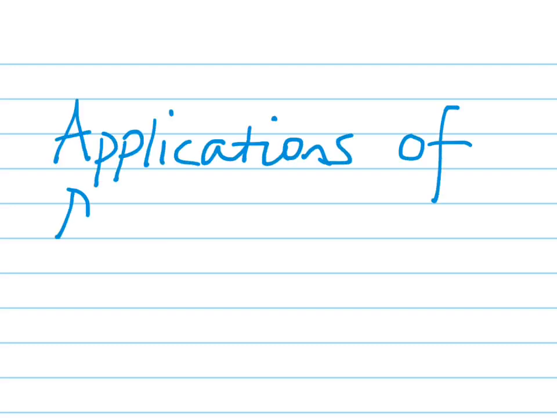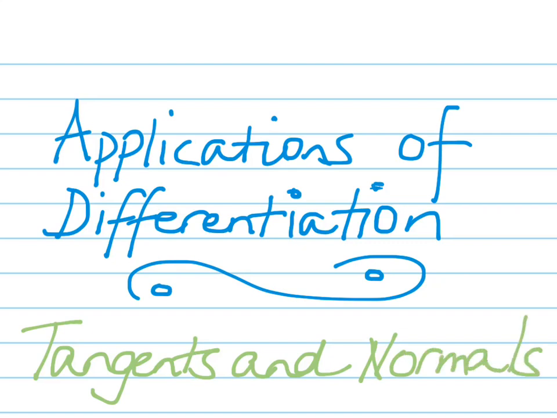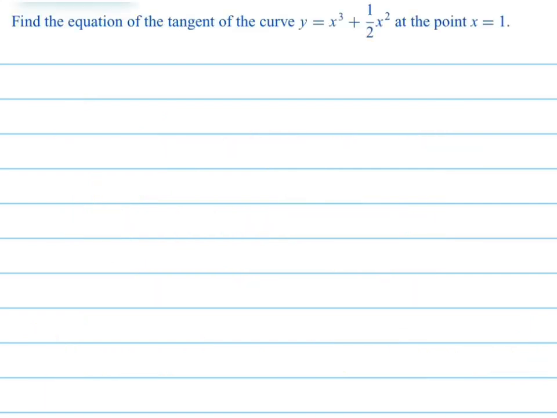Well, hi again. We're going to have a look at some differentiation, and specifically at applications of differentiation. In particular, we're going to look at tangents and normals as examples of where you can use differentiation techniques to get some information about lines on a curve. Okay, it's very exciting stuff. So let's have a little go.